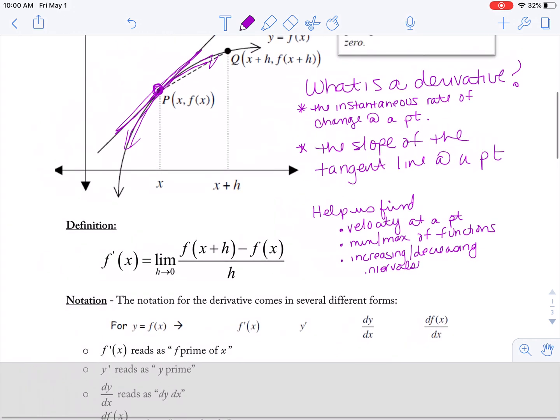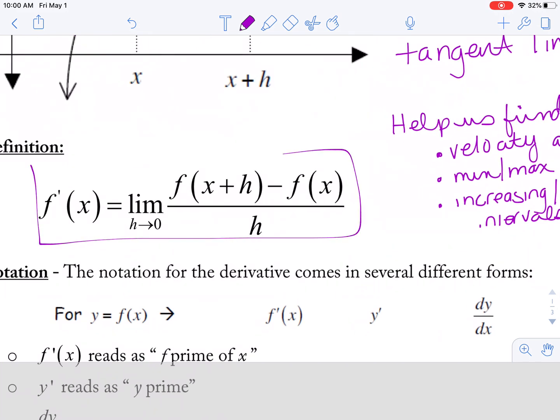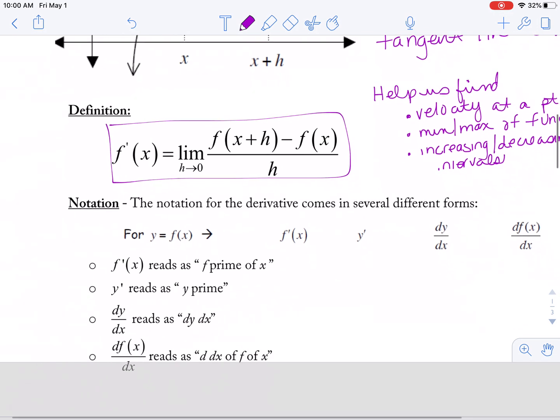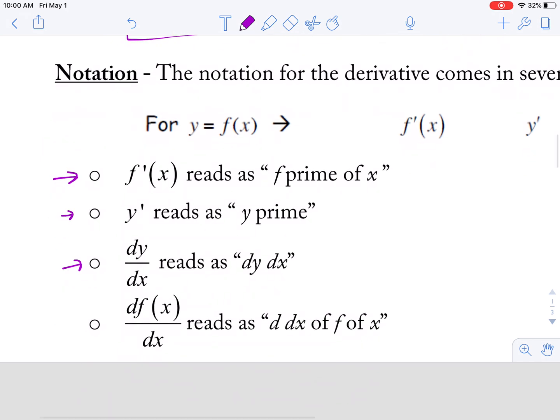So now our formal definition, and again, guys, there's so many different ways we can see this, but our formal definition is right here. And this is where our algebra review, we did some algebra review a few weeks ago, this is where this is going to come in and help us. And how we read this, right here, this reads f prime of x. So the function, that's our derivative. This reads y prime. Then another way you could see it is you could see it dy over dx. And then here we have d of dx of f of x.